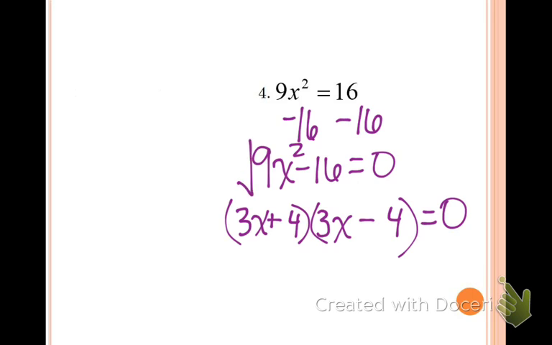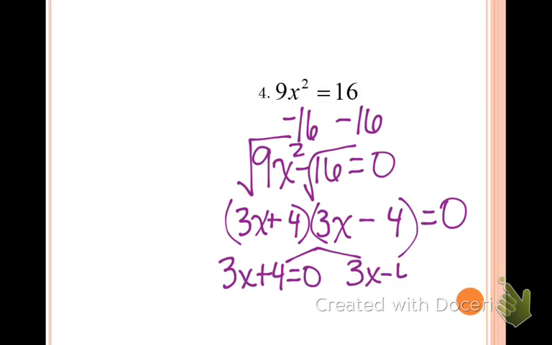We constructed that by square rooting both of our terms in the problem. When we square root 9x squared, we get 3x. So that goes in the front. When we square root 16, we got 4. That goes in the back. One plus, one minus. It's a special factoring pattern. Once we do all of that, then we are ready to set up our two equations. What are they going to be? 3x plus 4 equals 0. 3x minus 4 equals 0. And then we have to solve both of those.